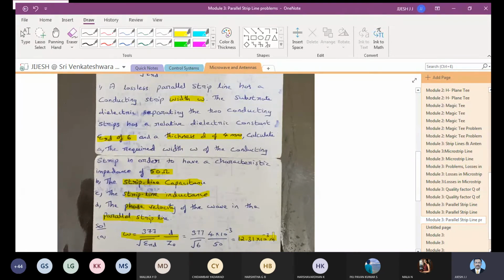So all of you have completed W. You got this value, 12.31 into 10 to the power of minus 3 meter. Yes, sir. Okay. Any other values you have calculated?